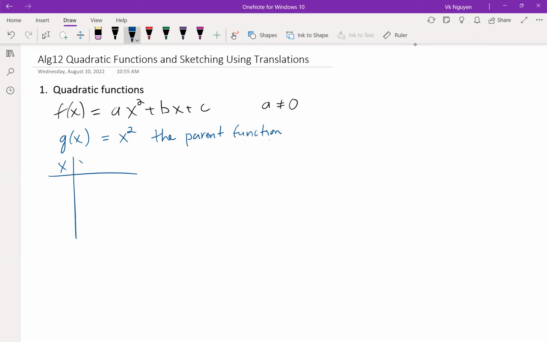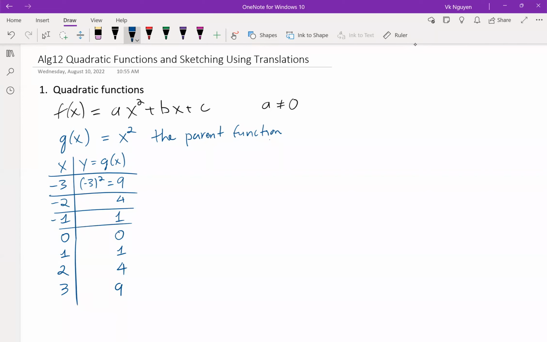X, y equals g(x). X is going to be 3. Then y is going to be 3 squared, which is 9. Negative 2, similarly, we get 4. Negative 1, 1. 0, 0. 1, we get 1. 2, we get 4. 3, 9. Okay, so we have a set of points here. We're going to plot these points and see what the function looks like.